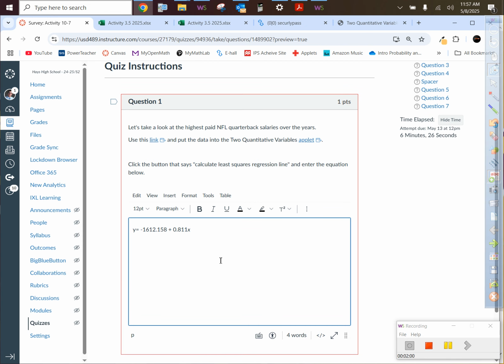We might need to write that down because we're going to use it for a lot of stuff. So if you need to write it down, great. Otherwise, it's right there in your applet.